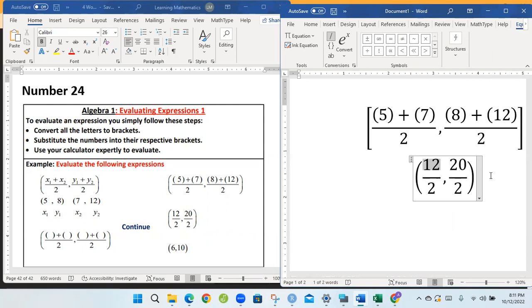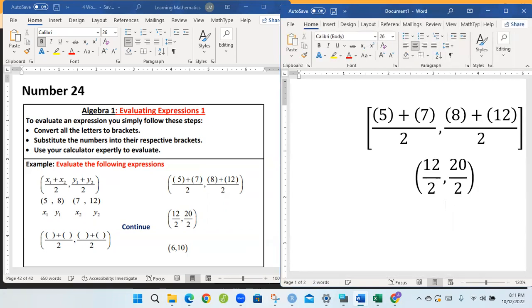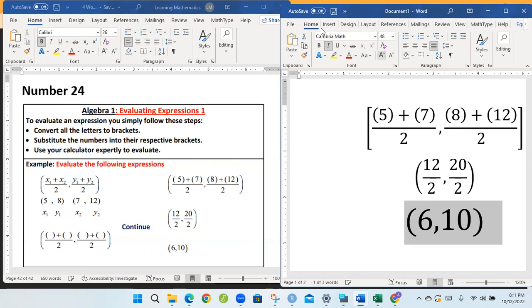So the important thing when you are substituting: convert the letters into brackets and substitute into the brackets respectively, and then you simplify at the latter end. So we have 6, 10. And as I'm saying, this is the midpoint, so the midpoint between those 2 points is 6, 10. 6 is the x coordinate and 10 is the y coordinate.